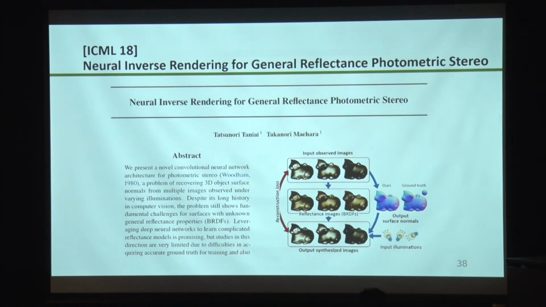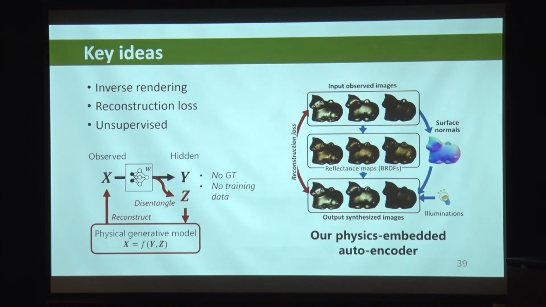Actually, for that work, one of the most obvious disadvantages is that it needs to fix the lightings for both training and testing. So starting from the year 2018, some more papers came out to try to release this constraint. The key idea here is inverse rendering, and this is an unsupervised method. Of course, it needs to use a reconstruction loss to get consistency between the surface normal estimation and the appearance of the rendered objects. So it has a physically generative model.